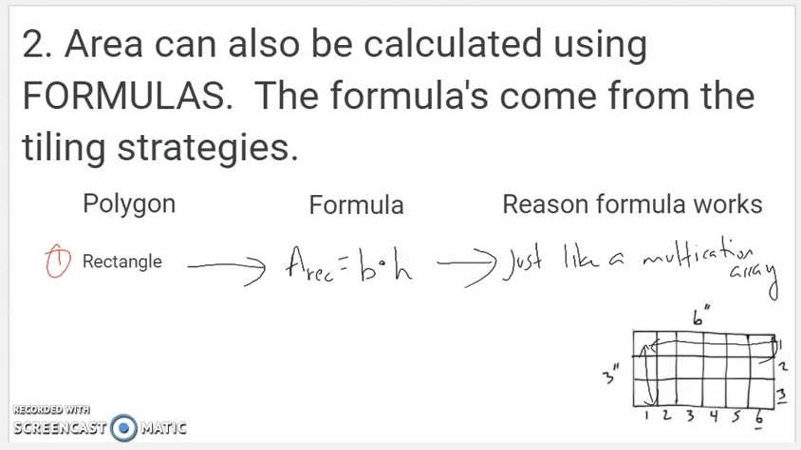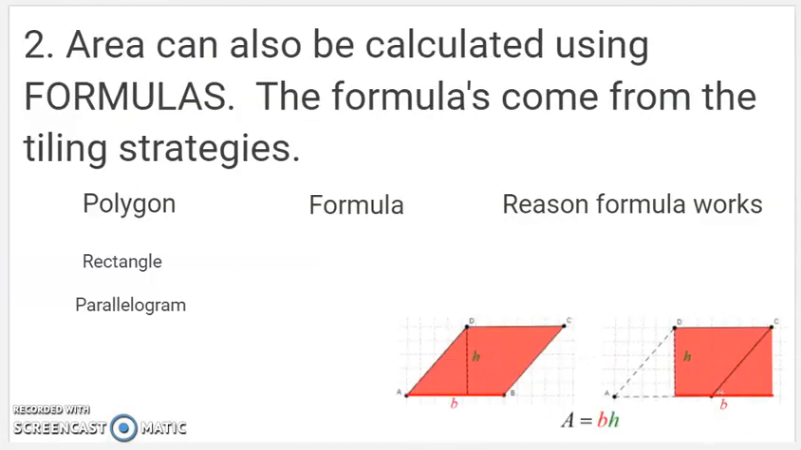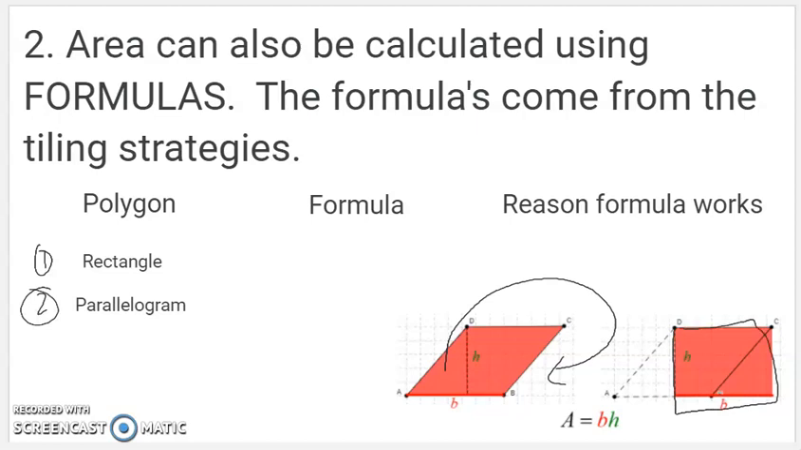I'll go to the next slide. So rectangles number 1, let's move to parallelograms next. Parallelograms, remember, before you start writing, parallelograms are the one where you can cut one end of it off, move it over there, and then you end up with a rectangle. So you can take any parallelogram in the world and you can turn it into a rectangle, which is nice because you already know the formula for a rectangle is the rectangle's base times its height.